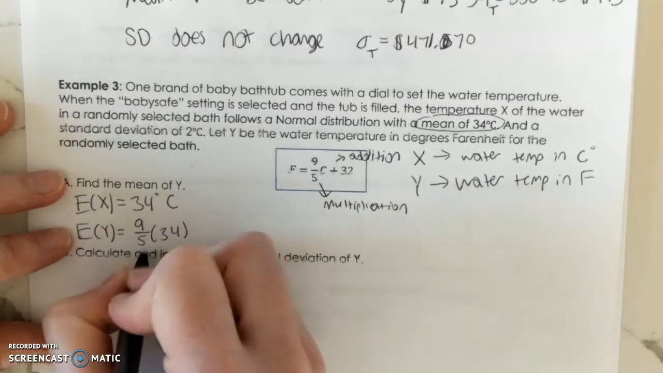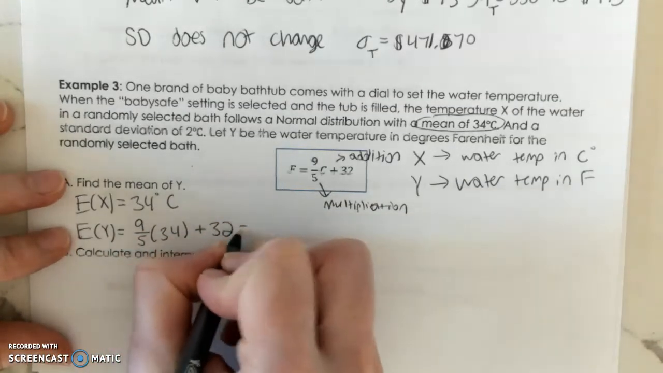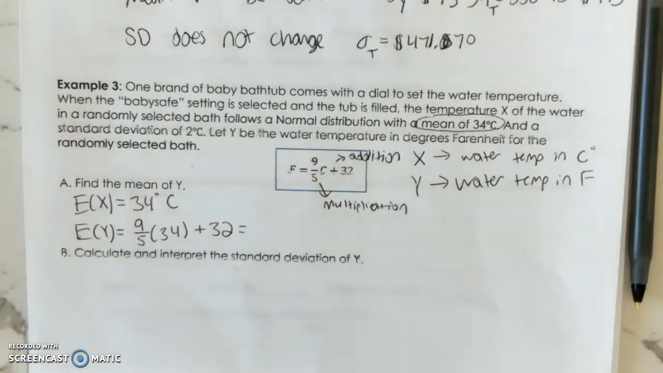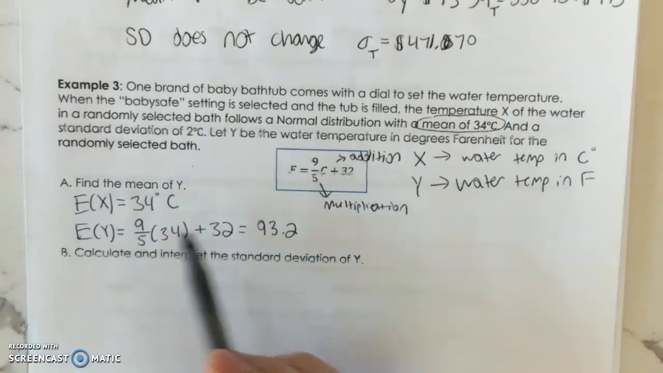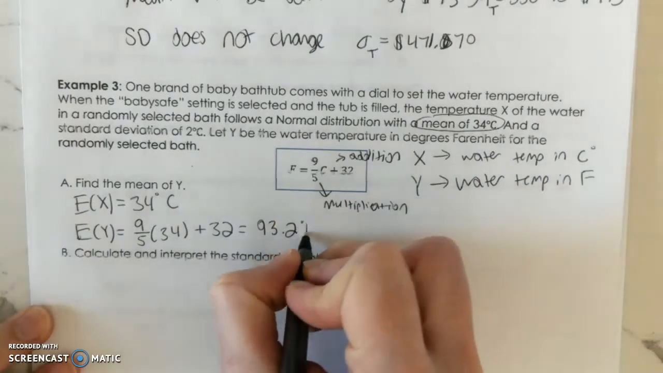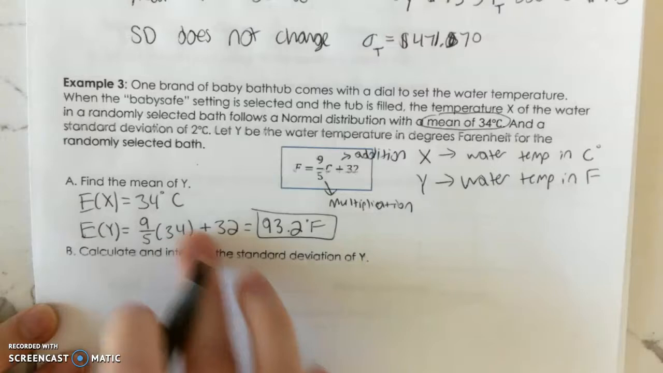I multiply 34 times 9 over 5, and I add 32 to get my new mean. Oh, where did my calculator go? I found my calculator, and I plugged it into the calculation, and I got 93.2 degrees Fahrenheit. That's my new mean.